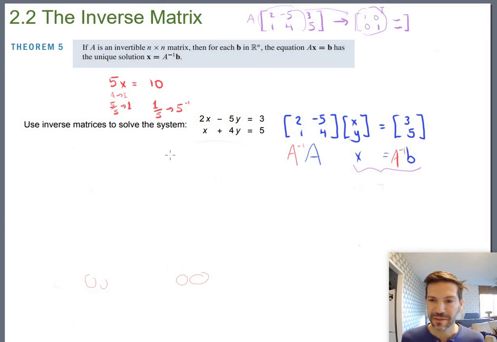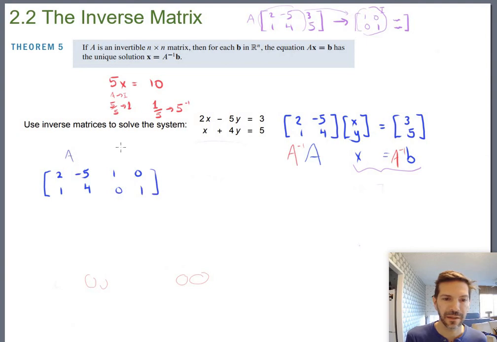Okay, so let's try this method here. Let's find A inverse by saying 2, negative 5, 1, 4, augmented with the identity, 1, 0, 0, 1. So that's our A I, which we are hopefully eventually going to be able to reduce to I and A inverse. Okay, so let's just start doing row reduction.